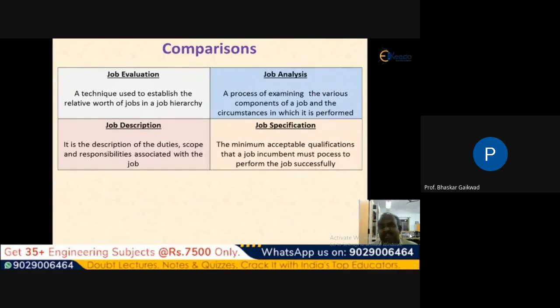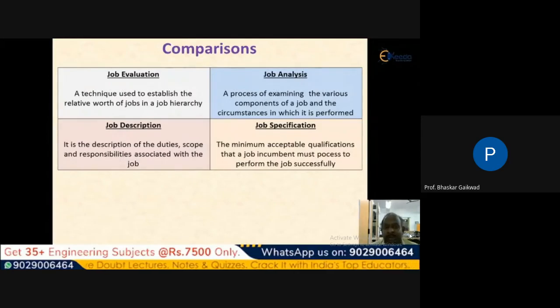Job analysis examines the various components of the job and the circumstances under which it is being performed. Here I look at the circumstances in which I am going to do the job, and the individual things I am going to do in this particular job. So I have a more detailed analysis. The broader thing is the evaluation, but here I go into detail for each and every job: what the individual components involved are and what the circumstances are.